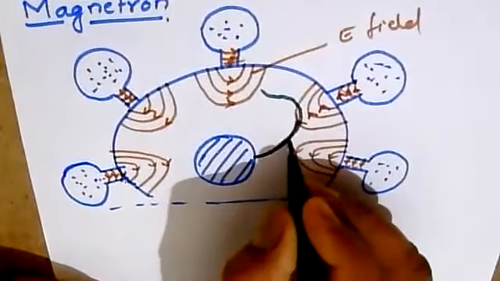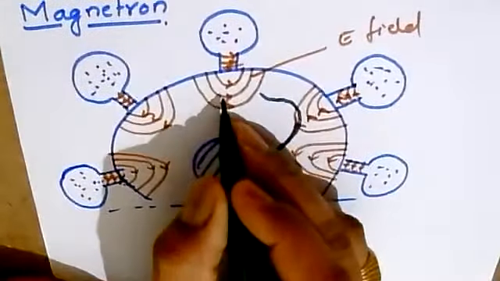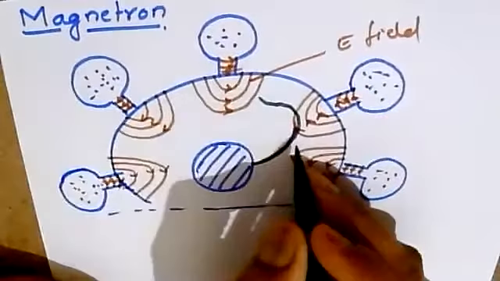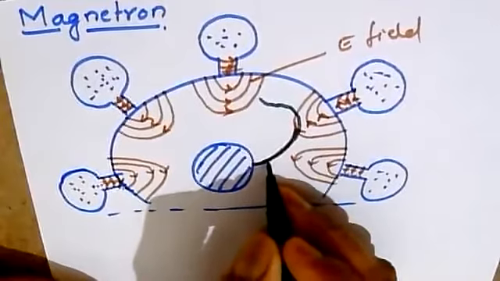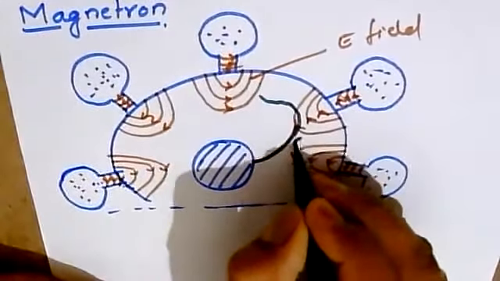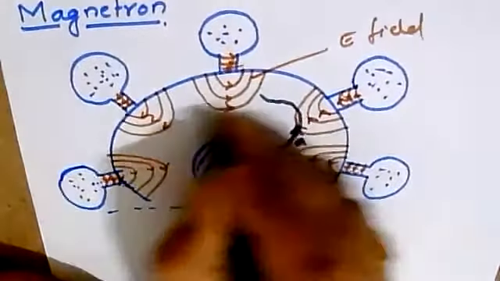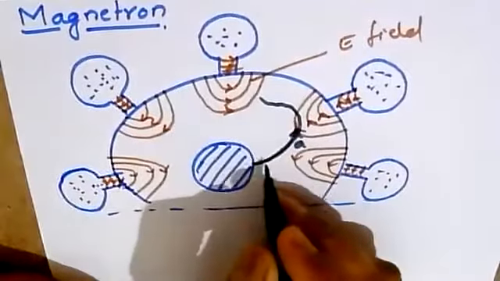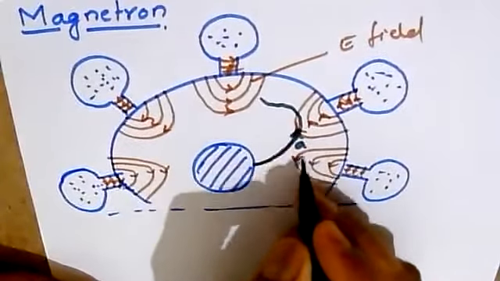Whenever the electron is moving in the presence of RF field, magnetic field and electric field, these are the electric field lines. Due to the presence of RF field, this electron A spends more time within the interaction gap. This is the interaction space. As it travels here, the magnetic field will influence it.